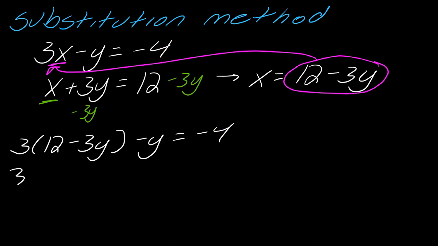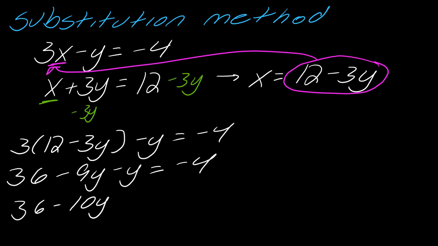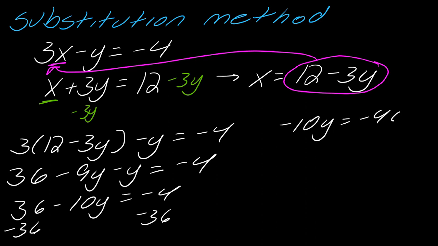So I'm just going to go about my business. 36 minus 9y minus y equals negative 4. And then it's 36 minus 10y equals negative 4. So I can subtract off the 36, so I get negative 10y equals negative 40. And if I divide both sides by negative 10, I get y equals 4. Okay, cool.